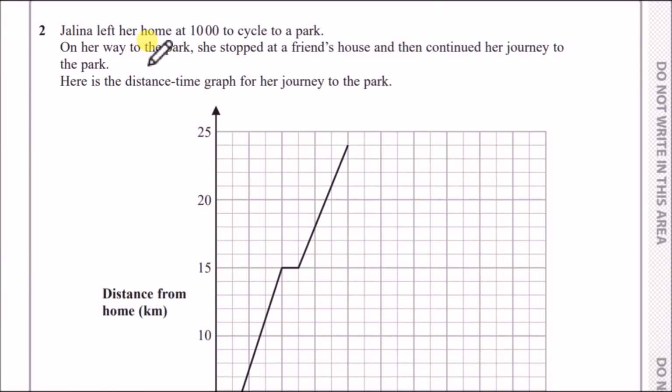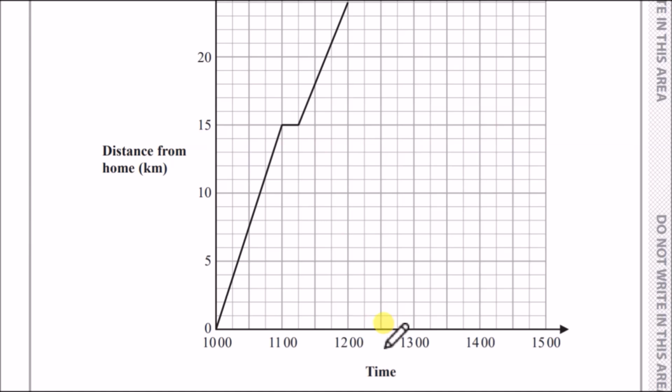It says that Jelena left her home at 10 a.m. to cycle to a park. On her way to the park, she stopped at a friend's house and then continued her journey to the park. So that's what the whole distance time graph is about. This is her home right here, so it's always good to label. Your home begins here, and it tells us that she cycles to the park.